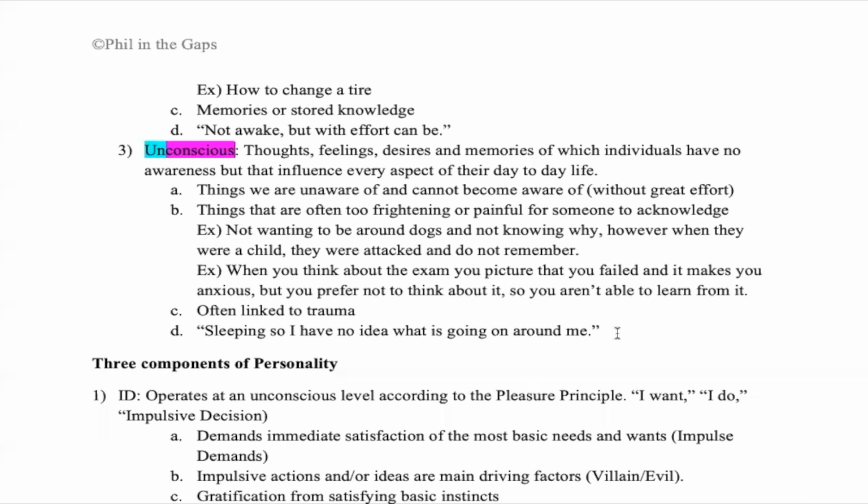Another way to look at it is these are the things that are often too frightening or painful for somebody to acknowledge. So if you had these traumas or all these distressing thoughts on your mind 100% of your days, it is oftentimes going to be immobilizing and it's not going to allow you to function in the best way that you can. So a couple of examples to articulate this a little bit further: not wanting to be around dogs and not knowing why. However, when this individual was a child, they were attacked and they do not remember.